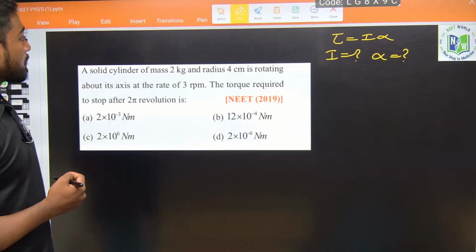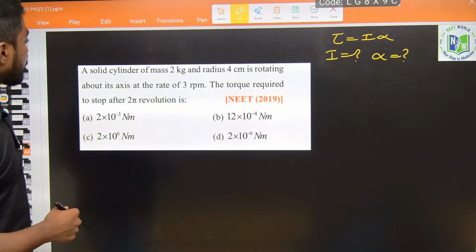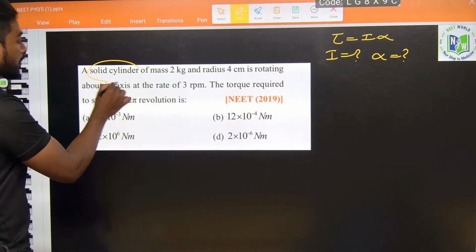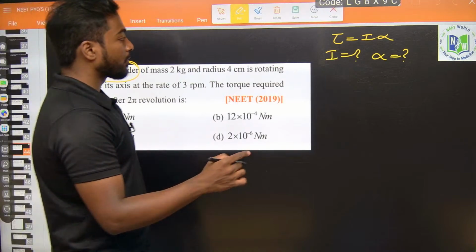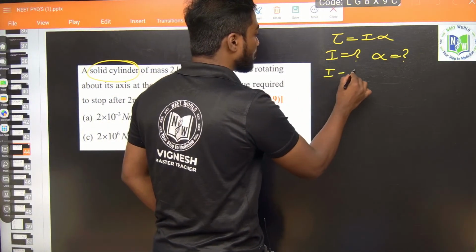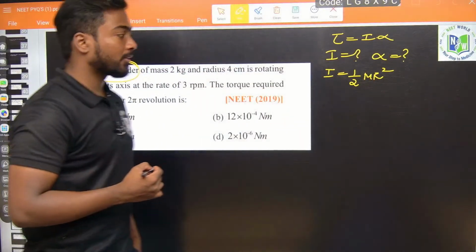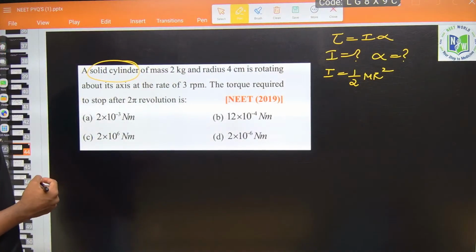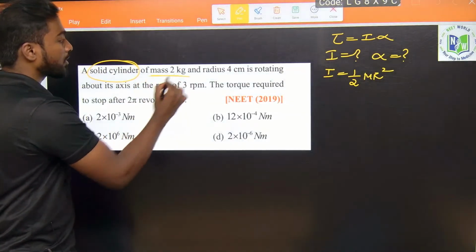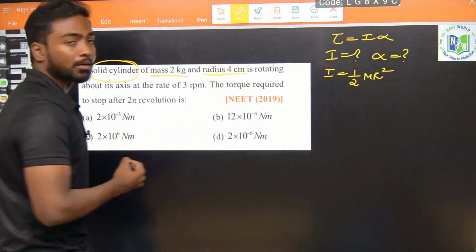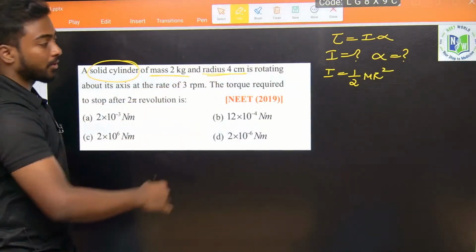So how can I find the I? It is a solid cylinder. What is the solid cylinder's moment of inertia? I equals 1 by 2 mr square. So what is the mass of the object given? 2 kg. Radius is 4 centimeter. So I need to convert it into meter, right?